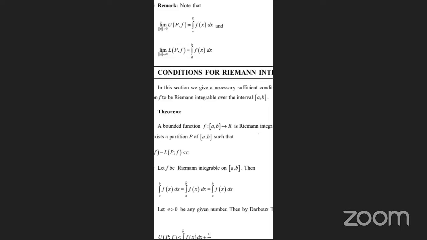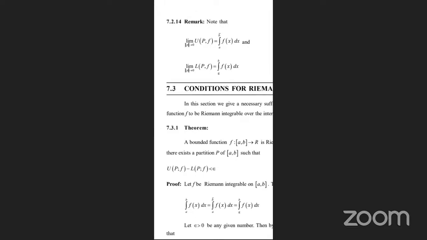Now, what are the conditions of Riemann integrability? Just see and refer to 7.2.14. This is also in the final examination, and multiple choice questions are also asked. Upper Riemann sum, the limit as the norm of P tends to 0, of the upper Riemann sum.